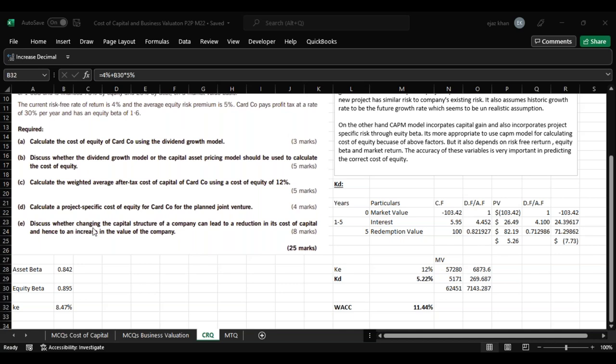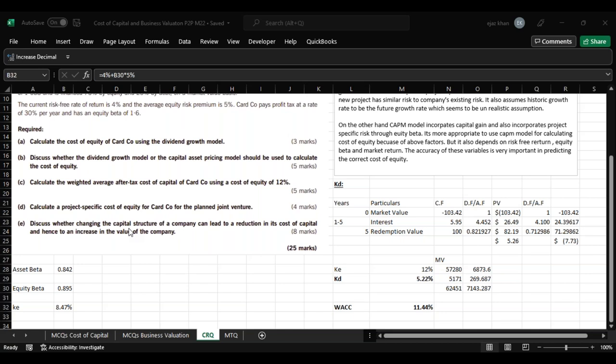Now, what is this question asking? It's asking whether, if a company changes its capital structure, that is, changes its gearing ratio, or, let's suppose, an all equity financed company decides to introduce debt into its capital structure, that means it's changing its capital structure. So it is asking us to discuss whether changing the capital structure of a company will have any impact on the cost of capital and on the value of the company.